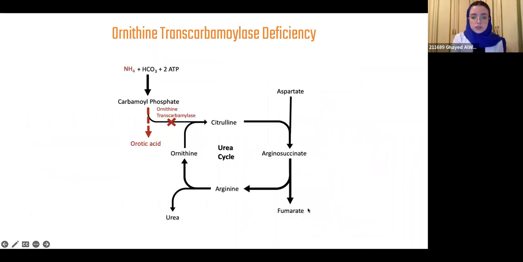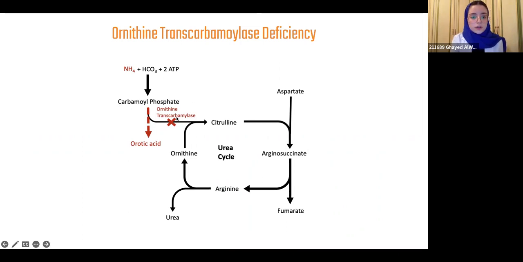Okay, so this is just a quick representation of the ornithine transcarbamylase deficiency. So this enzyme is deficient, right? So carbamoyl phosphate won't be made into citrulline. Remember the second step where we said carbamoyl phosphate with ornithine makes citrulline. So this can't happen anymore.